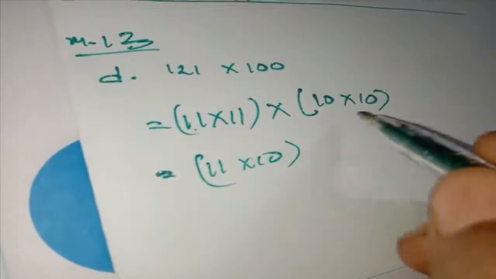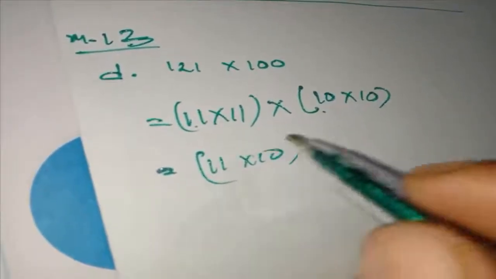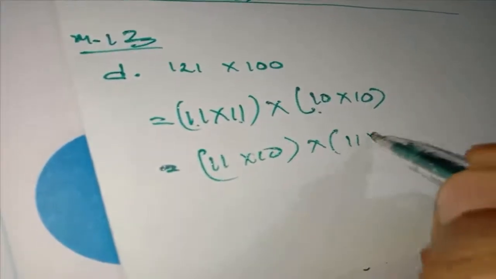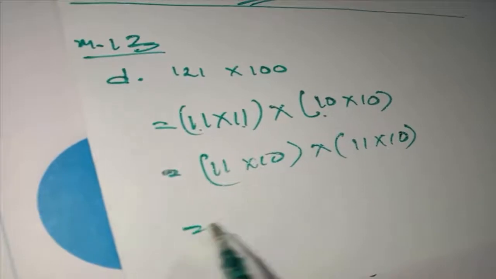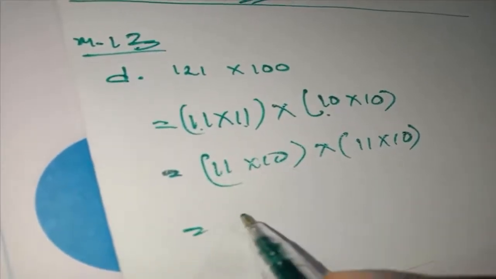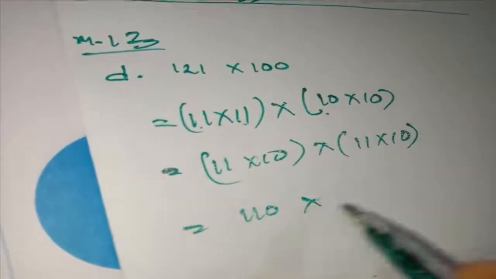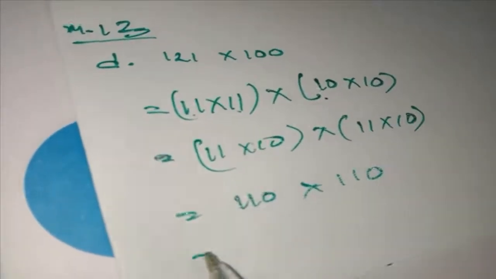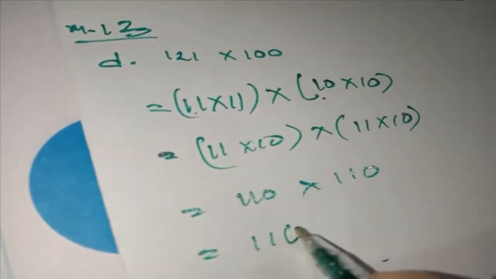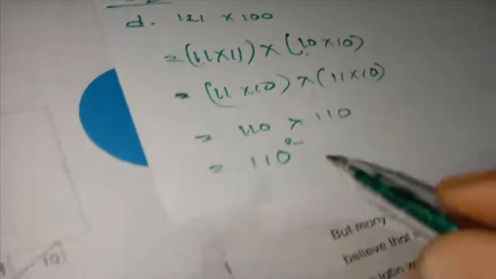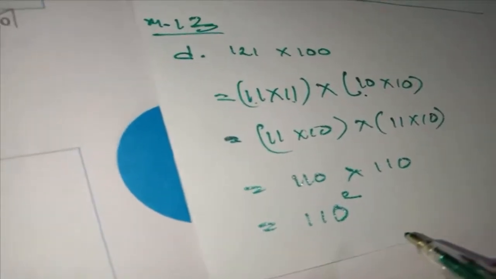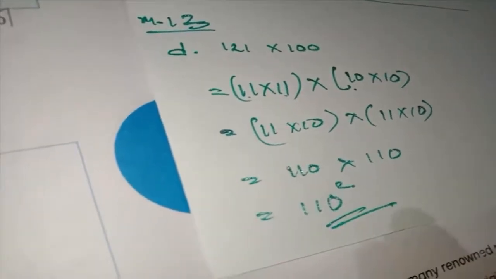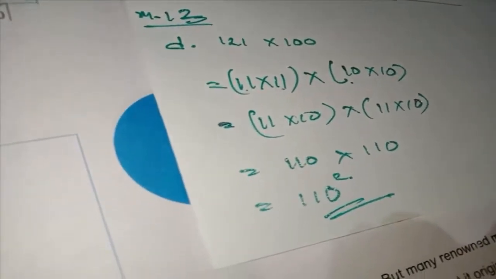That means this first 11 and this first 10 are taken here within a bracket. Multiplication sign, and again the second 11 and second 10. So this will become 11 into 10, which is 110, multiplied by this, which is also 110. So something multiplied by itself gives you its square. So the answer will be 110 square. This is how you are going to solve all the questions in module number 13.